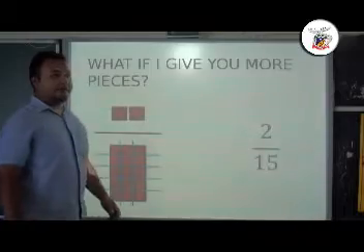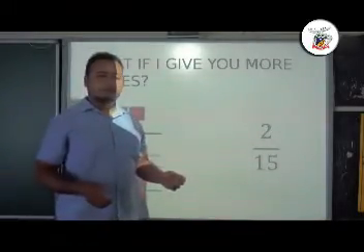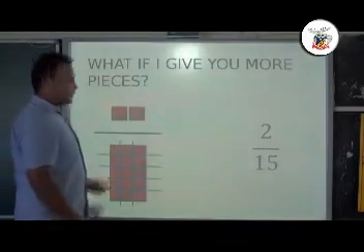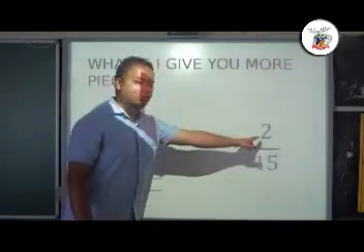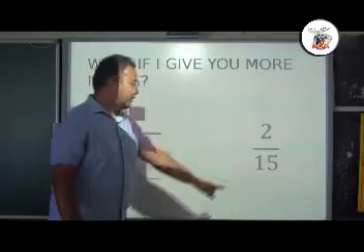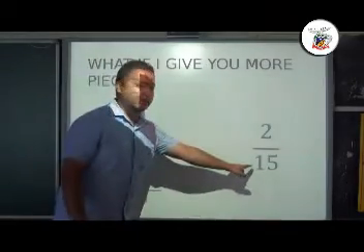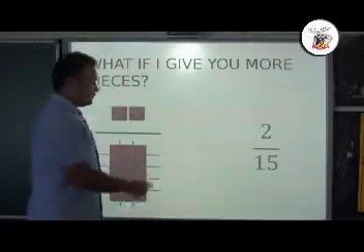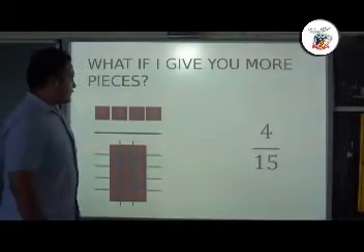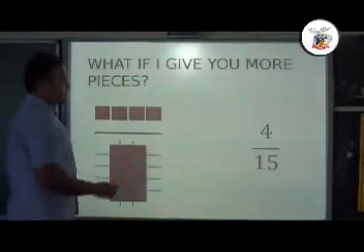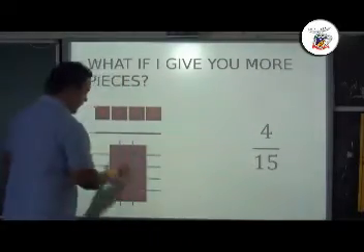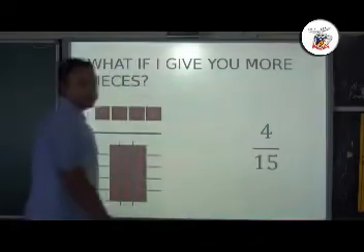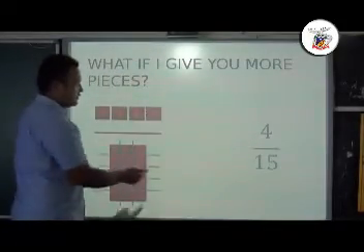Now here, what if I give you more pieces? What if I give you 2 out of those 15? Then the number of pieces that you get is 2, so that becomes the numerator, and the number of pieces I made, that becomes the denominator, 15. So you get 2/15 of the chocolate. Here I am giving you 4 pieces. So 4 becomes the numerator and 15 is the total number of pieces, that becomes the denominator. So you get 4/15 of the chocolate.